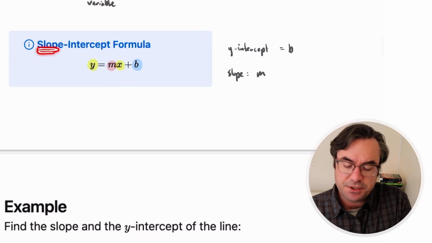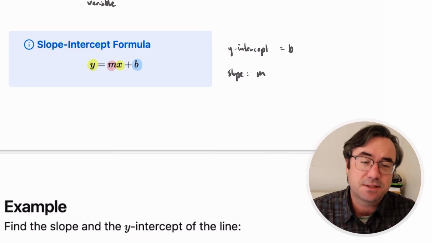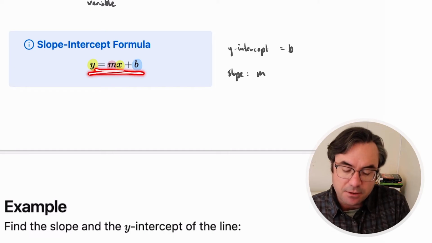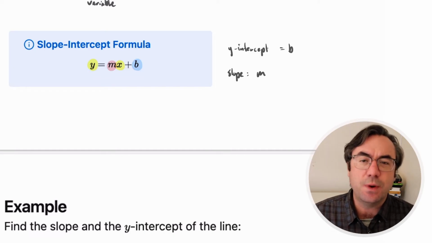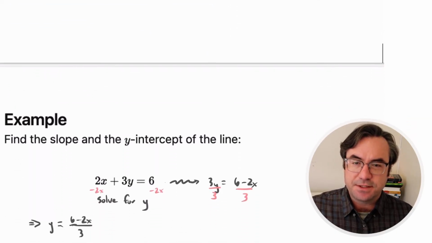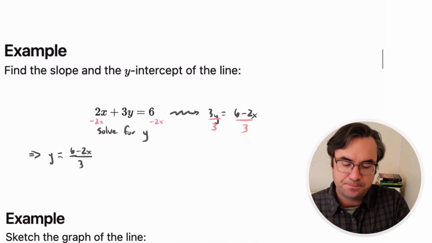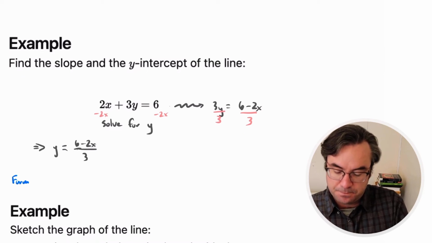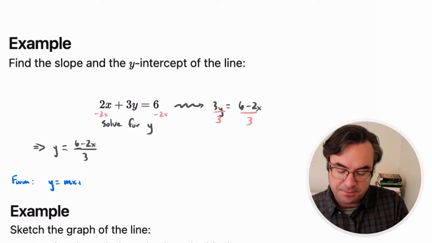And we're going to the slope-intercept form because that's the information that we want. So we want to make it look like this. y is equal to mx plus b. All right, so that's our form. That's what we want to get it to. So we want it as y equals mx plus b.